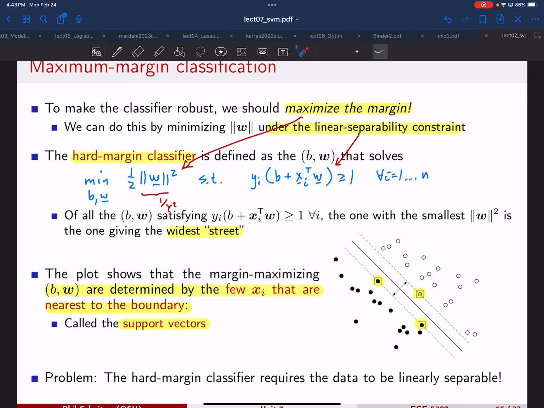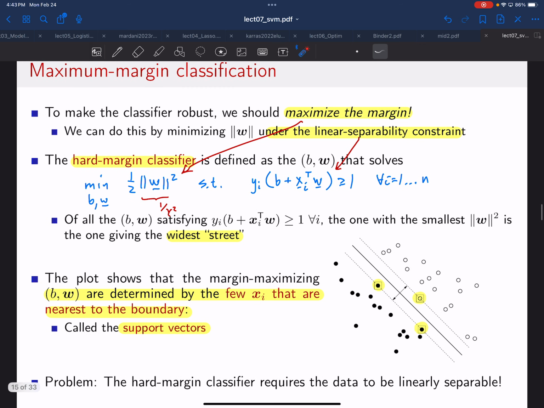So the next thing we're going to do is we're going to come up with a different way of formulating it that is a bit more generic, that still does this when the data is linearly separable, but can also handle data that is not linearly separable.